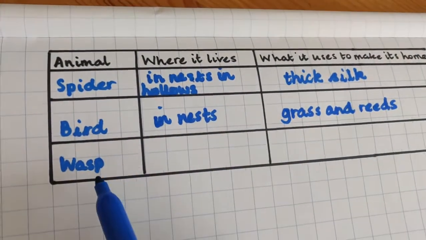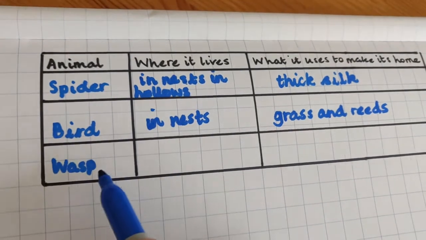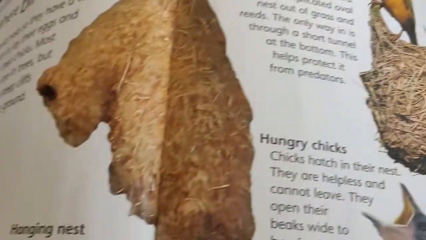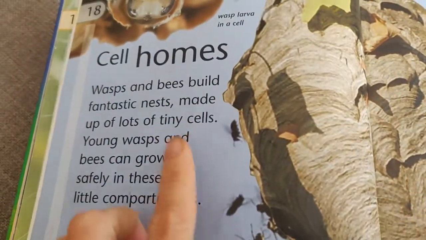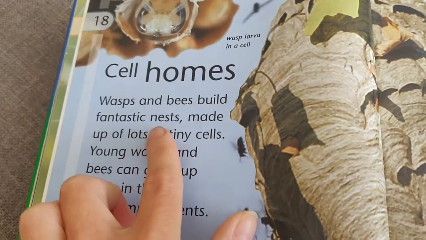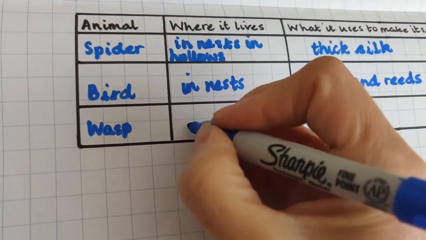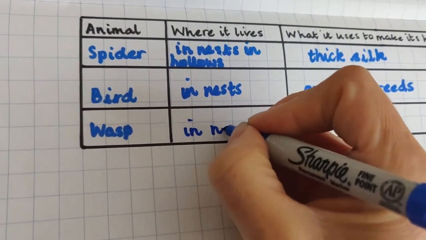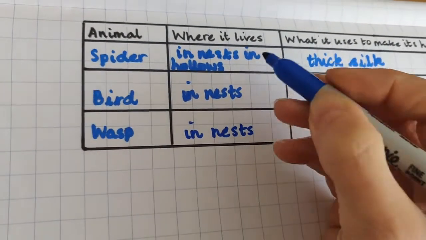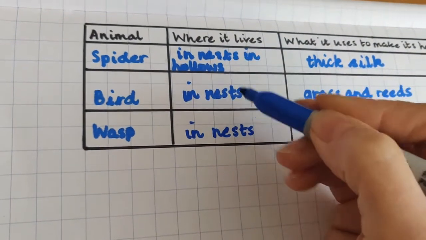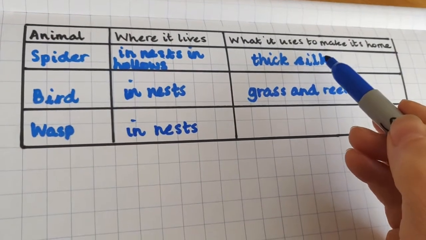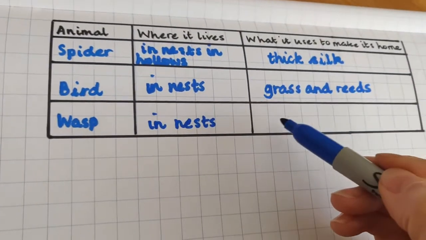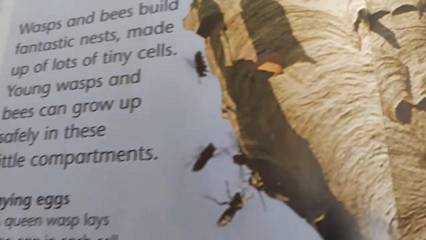Now, my last row is about wasps. So I need to find where a wasp lives. I'm going to go back to the text. I'm going to have a look at the next section about wasps. So wasps and bees build fantastic nests. So again, they live in nests. So the reader can see that actually all these three types of animals live in nests. That's something similar between them. But what it's made out of is quite different. So let's see what a wasp uses to make its home.